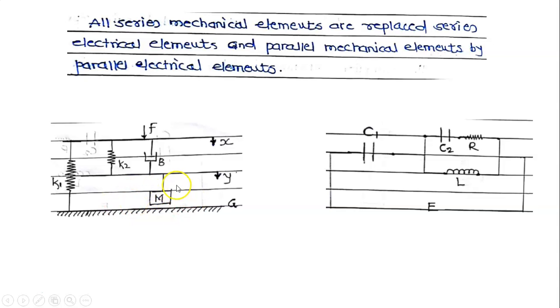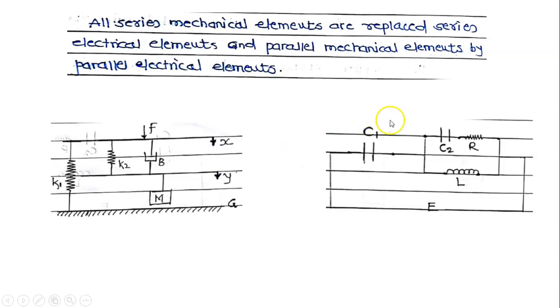Now, M is replaced by L, but M is in parallel with K2 and B. Therefore, this inductor L we have to construct in parallel with C2 and R. And with these three elements, this K1 is equal to C1. K1 is in series with these three elements. Therefore, we have to indicate C1 in series with all the three elements. And here it is F, and here it is voltage drop E. Therefore, this circuit is nothing but the direct analog electric circuit.